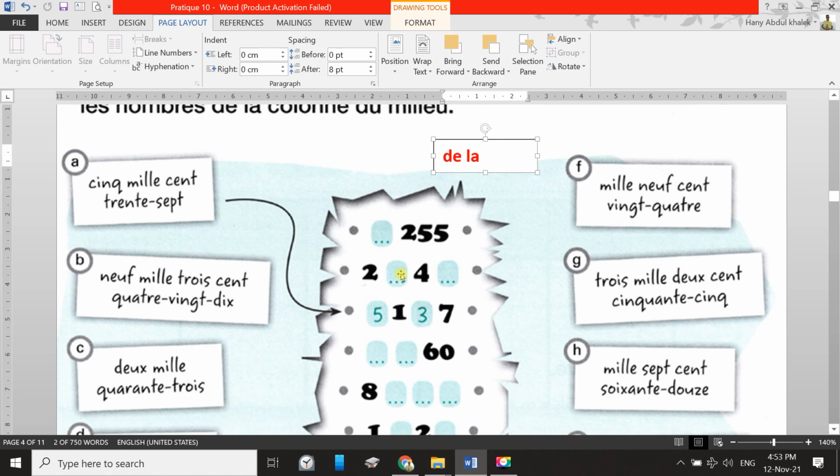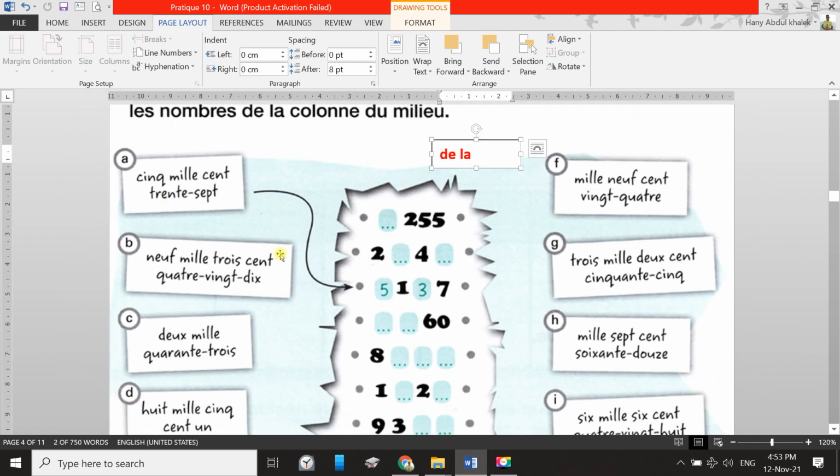Like this one, we will find it with missing numbers, and you will match it with its writing here, like we have here 5,000 137. The point here is to find what's written here in letters with this one. Like here, the first one, we have here 255.